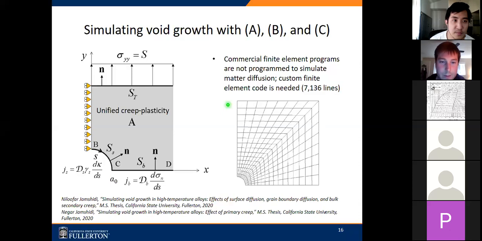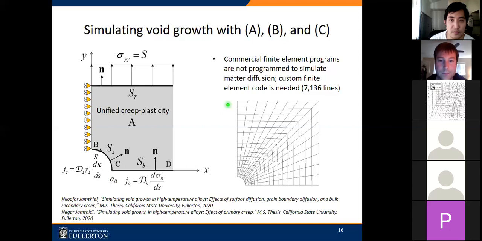So symmetry, the less you have to simulate, the faster it's gonna go. And then you want to start with a coarse mesh and refine it incrementally until you achieve convergence. You don't wanna use too fine a mesh because that's also gonna be expensive.